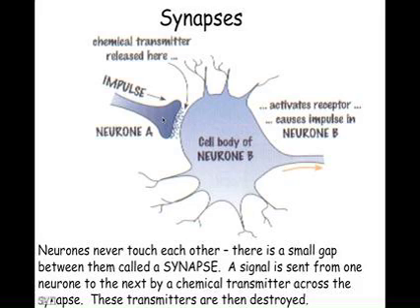Now, obviously, we don't want this to be happening all the time, so once the chemical has correctly caused the response in B and allowed the message to be passed on, the transmitters are destroyed. This prevents the cell from firing a response constantly.